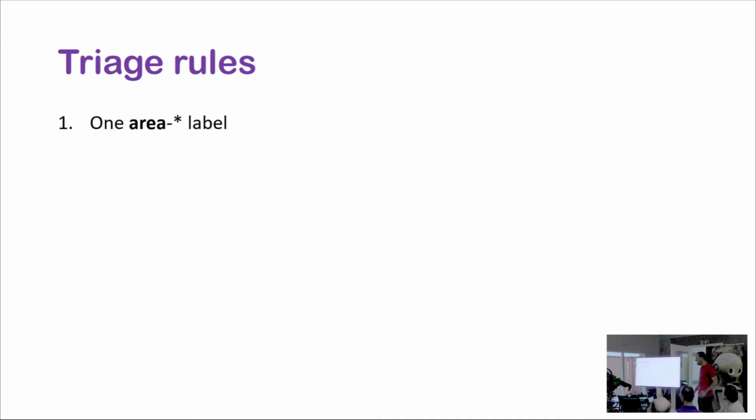So rule number one: each issue should have exactly one area label. Exactly. Not zero, because that means nobody's looking at it, nobody is held accountable. Not two, because if you have, in theory, two people or two groups supposed to be owning something, both of them think it's the other guy. No. One.